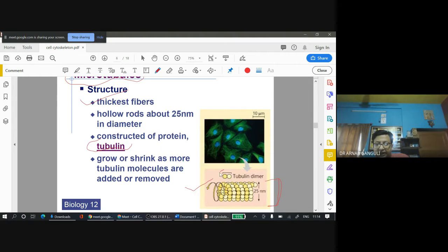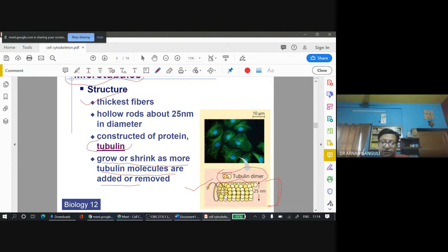This is a tubulin dimer. Tubulin exists as a dimer. One is this deep yellow one, and one is this light yellow one. They are alternating. You see one line of deep yellow, one line of light yellow. So basically, two dimers join together and form this tubulin dimer, and they form this tubulin filament. They grow or shrink as more tubulin molecules are added or removed.